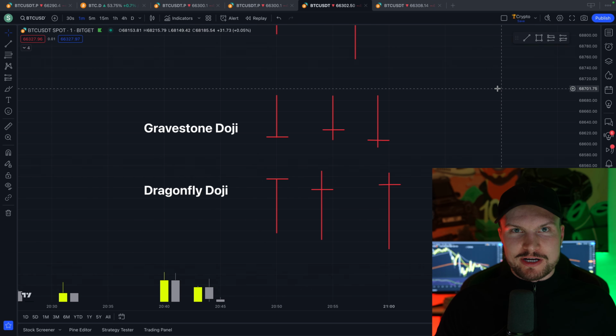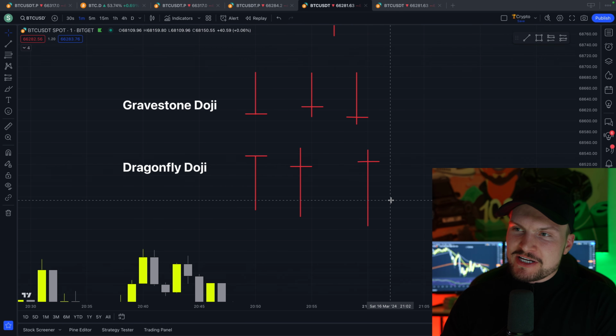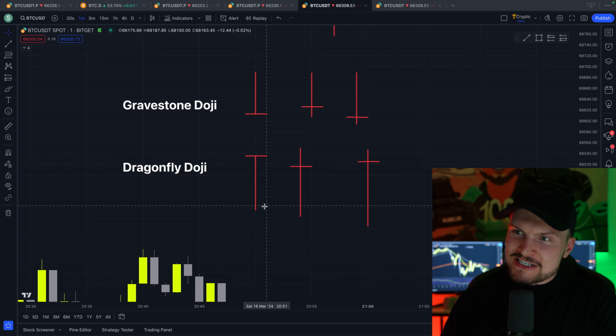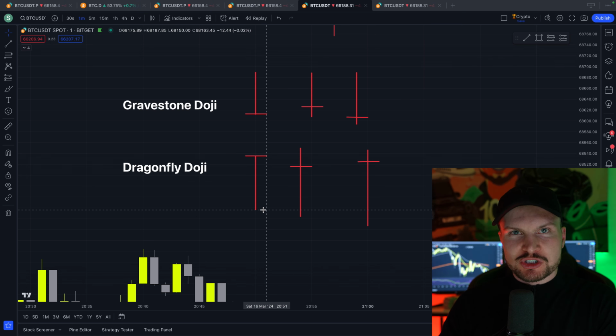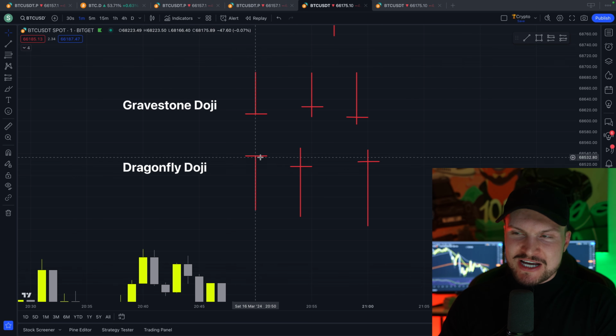So I just made some drawings for you. This here would be a dragonfly doji, which means essentially the price opened here. The sellers pushed the price all the way down here, but the buyers were so strong that in the exact same minute, they pushed the price all the way up here again. So this means essentially this is a very bullish candle.